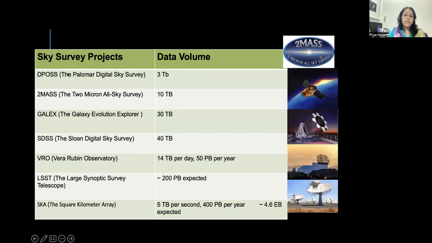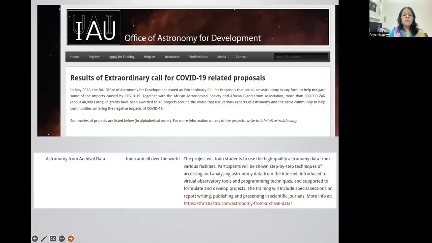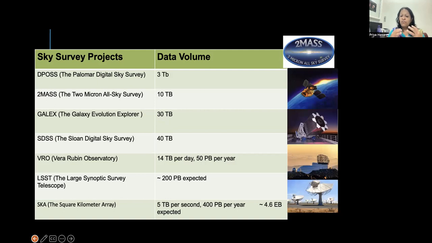If you look at the DPOSS survey, it was only 3 terabytes of data. 2MASS was 10 terabytes. GALEX was 30 terabytes. Sloan Digital Sky Survey, 40. Then the Vera Rubin Observatory, which will soon be operational, is going to be delivering 14 terabytes per day. And then the LSST, which would be 200 petabytes. And then the Square Kilometre Array. So essentially what we know is that there is a lot of data in astronomy already available, where major discoveries can be data related more than hypothesis related.